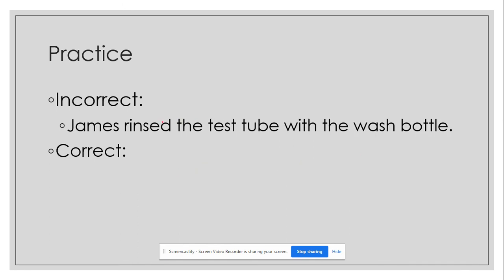Here's an incorrect version. James rinsed the test tube with the wash bottle. I want you to pause this and see if you can write the correct form of this sentence. Okay, let's see how you did. You could say the test tube was rinsed with the wash bottle.